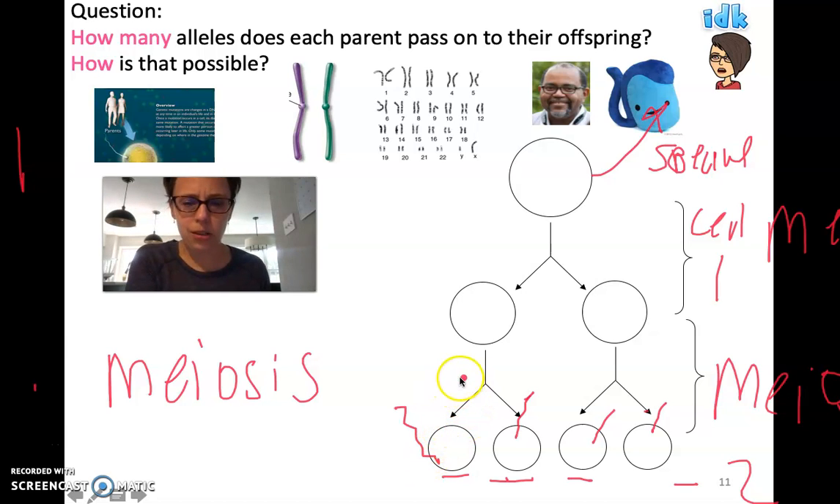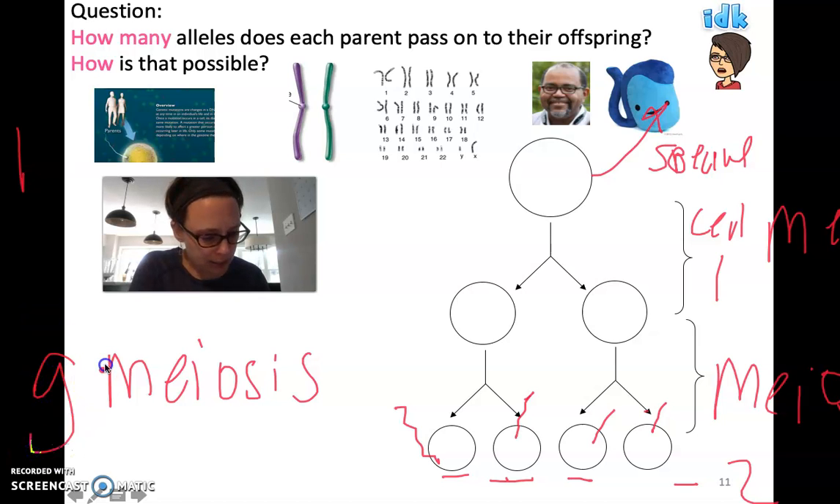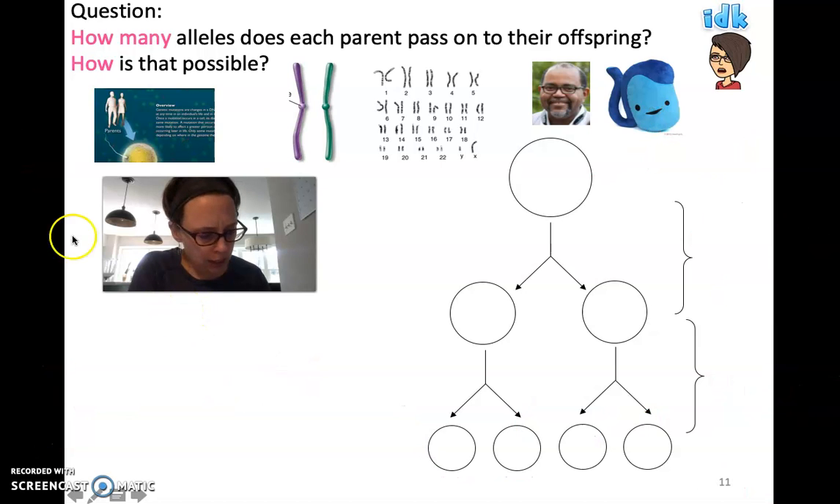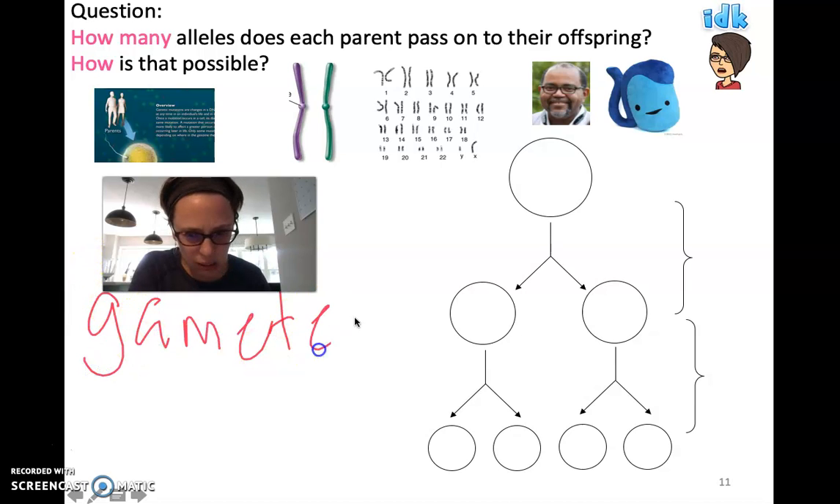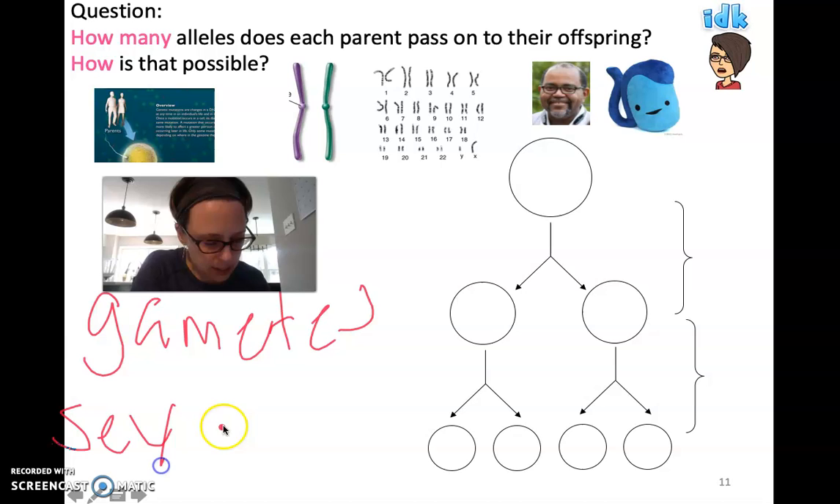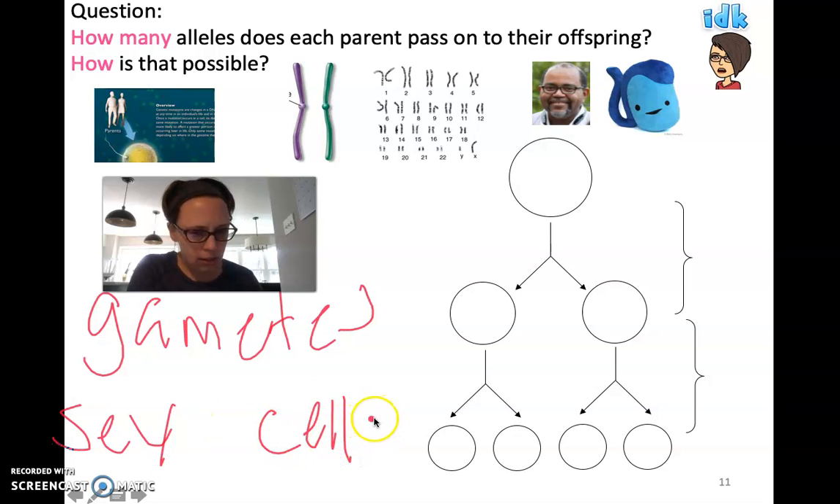This is different in women. We're complicated, surprise, surprise. So meiosis only occurs in the reproductive organs. It only happens in a special cell. And what is it? It's the process of making gametes. G-A-M-E-T-E-S, gametes. Gametes are also called sex cells. The examples of sex cells are sperm and egg.